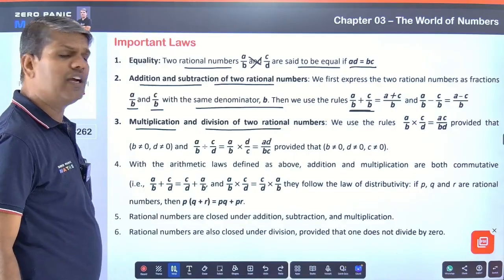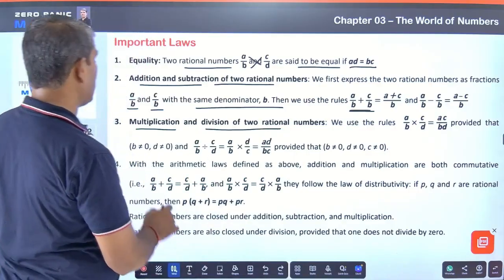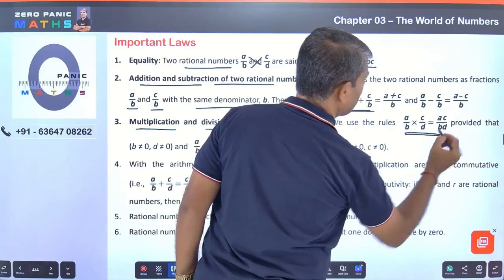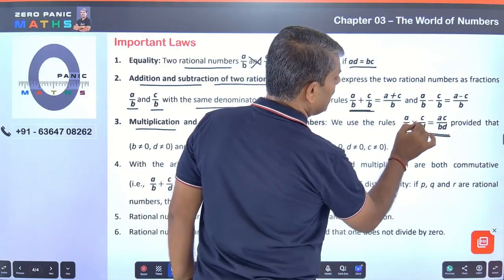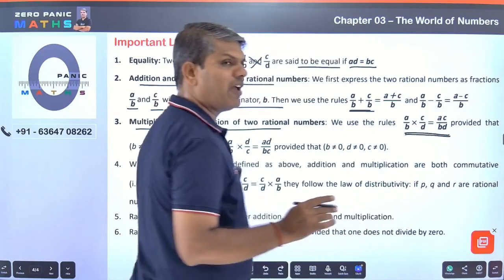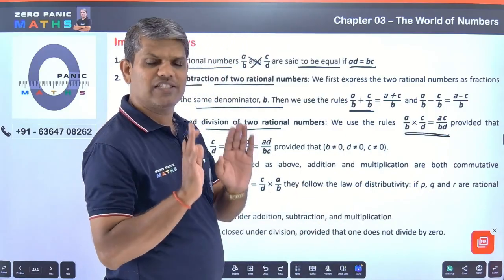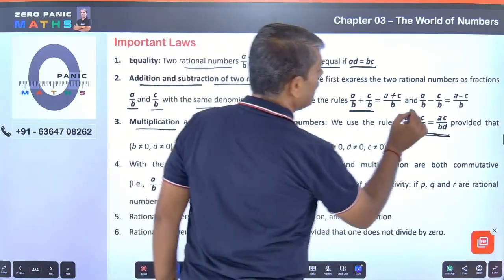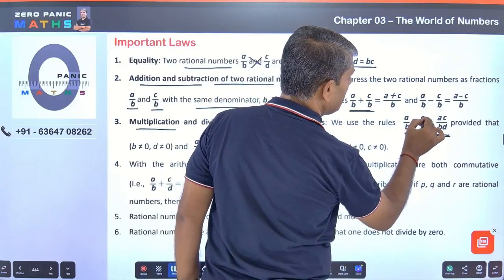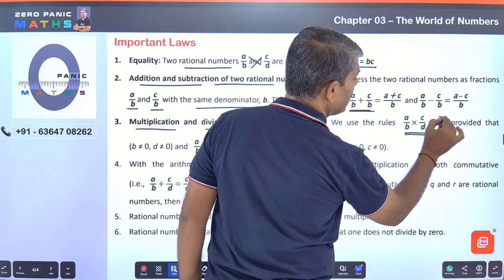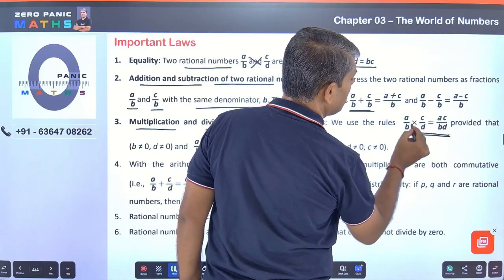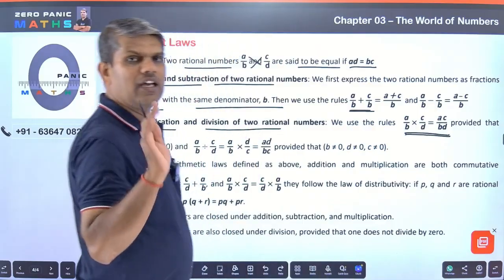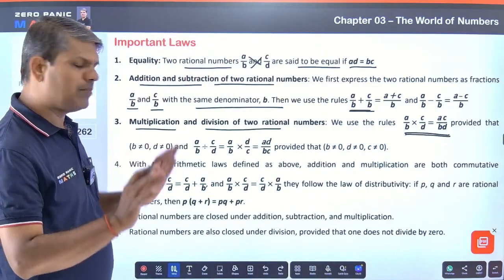Okay, now coming to multiplication and division law for rational numbers. First thing, we will see multiplication. You see that multiplication, when a by b is multiplied by c by d. Now when I'm saying a by b and c by d, it is a generic form of a rational number. Nothing more than that. So when a fraction a by b is multiplied with c by d, the numerators are multiplied and denominators are multiplied. See, a into c over b into d. That is the result that you are going to get. It's a simple thing only.